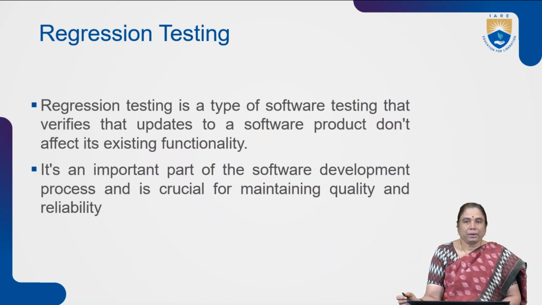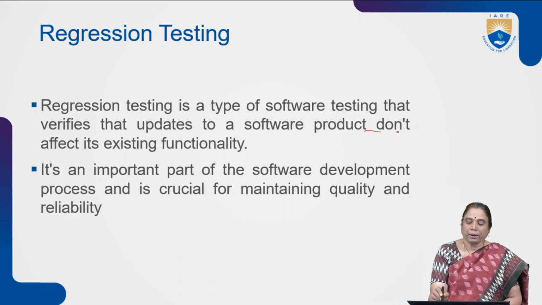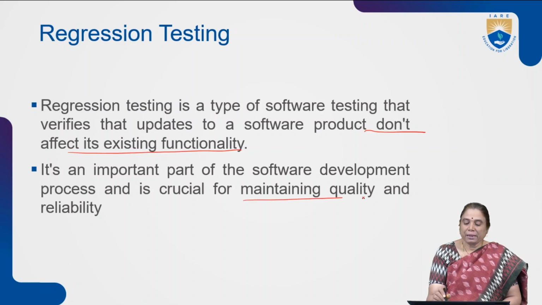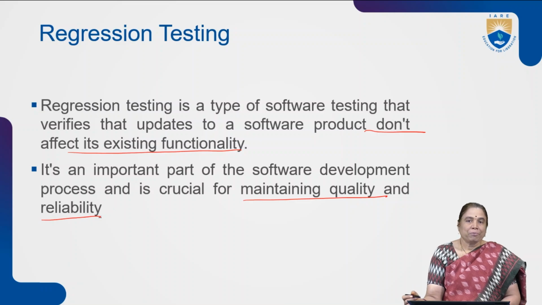Regression testing is a type of software testing that verifies updates to a software product do not affect the existing functionality. So it is retesting the software to check whether the updates or changes in the software can produce any unintended side effects. It's an important part of the software development process. It's crucial for maintaining quality and reliability. A variety of regression testing tools are available. Popular testing tools are Selenium, QTP, WinRunner, etc.